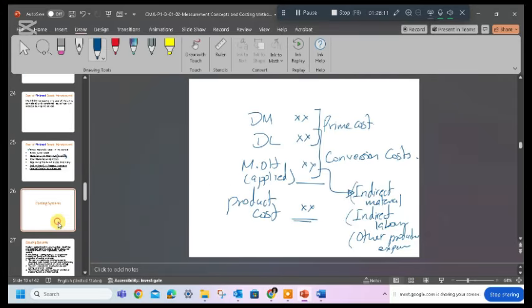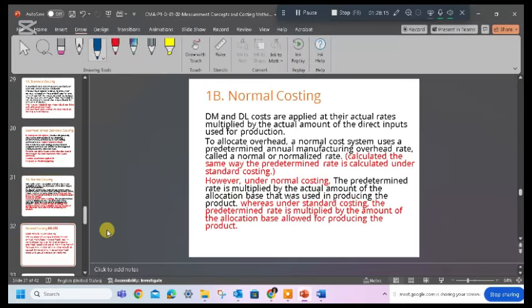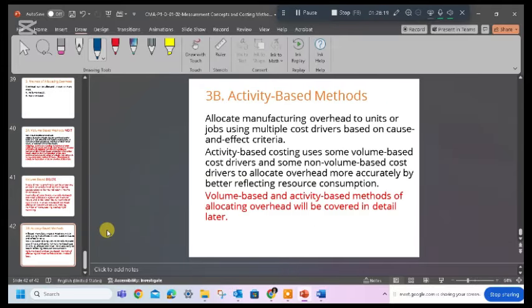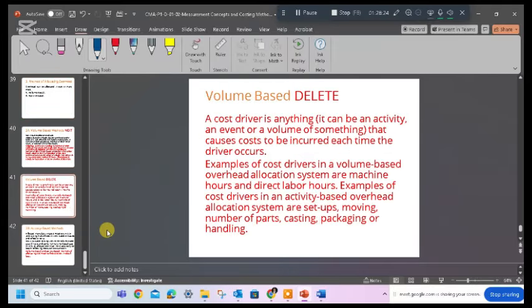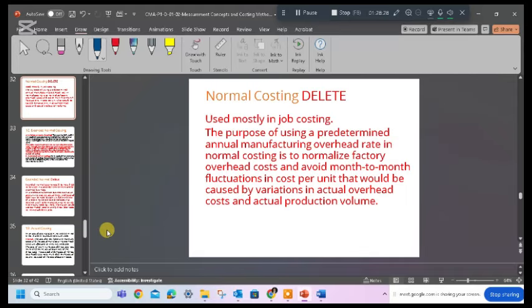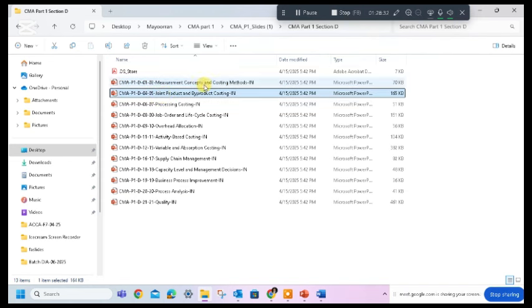Where are we? Costing systems. Now only it comes. Okay, I have to study costing systems. Then method of allocating overhead, volume based, activity based. Okay, which we can finish. After that, second set of slide, joint product by product. Okay, I think tomorrow we can try to finish costing systems and then joint product by product as well.